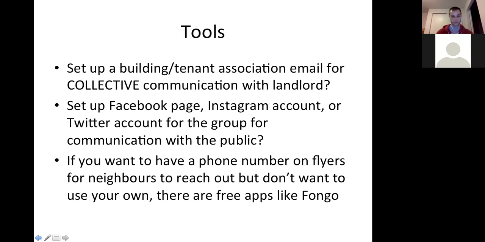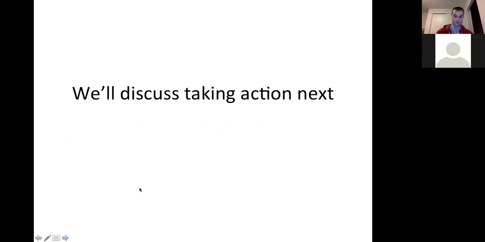And another thing you could do, if you don't want to use your personal phone number, for example, there's apps like Fongo and others where you could set up a phone number for the tenant association, and you could have that on flyers when you're doing outreach and trying to connect with people that you're not already in touch with. Yeah, so that was setting up a tenant association, how to stay in touch with each other. And we'll talk about campaigns and taking action next, but I've been talking for a long time, so let's get to some questions.